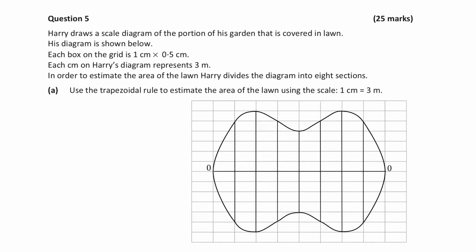Okay, so 2019, paper 1, question 5. So we're going to start off there by reading for this and we'll get going. So Harry draws a scale diagram of a portion of his garden that is covered in lawn. His diagram is shown below.